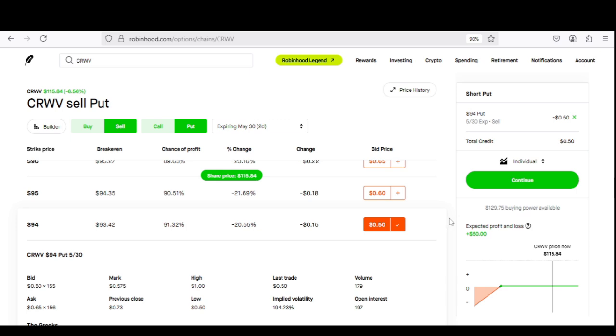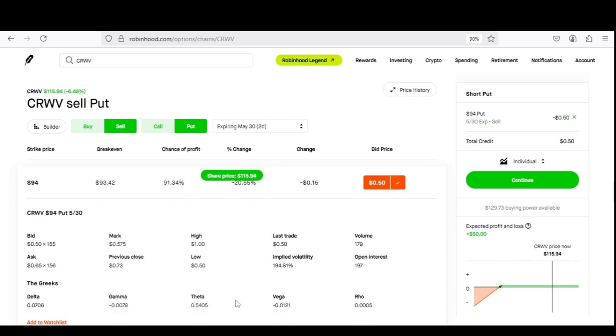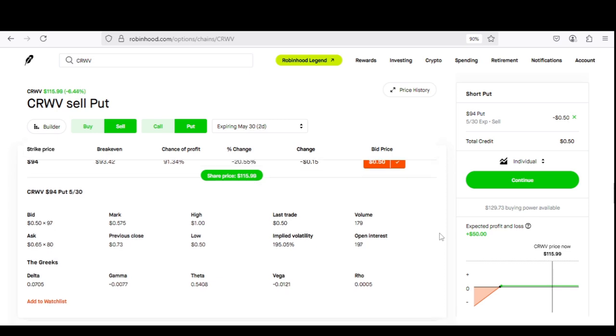So here are the Greeks, and this here is the secondary option chain. Now I want to highlight this. I did mention several times how volatile this stock is. So here I'm going to show you. This here is your implied volatility, or your IV. Your IV is at 196%, which is almost 200. That is extremely high. Let me give you a comparison.